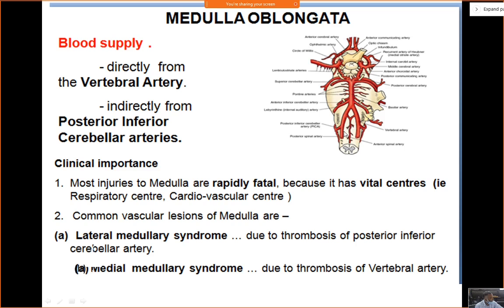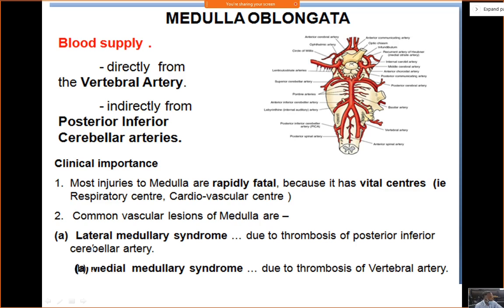From this, some branches will arise which will supply the medulla oblongata, as well as some branches will arise from the vertebral artery which will supply the medulla oblongata. This is a direct branch from the vertebral artery. Some are indirect branches, that is from the anterior spinal artery. Direct branch means it arises directly from the vertebral artery to supply the medulla oblongata. Indirect branch is arising from the anterior spinal artery, which is an indirect branch of the vertebral artery.